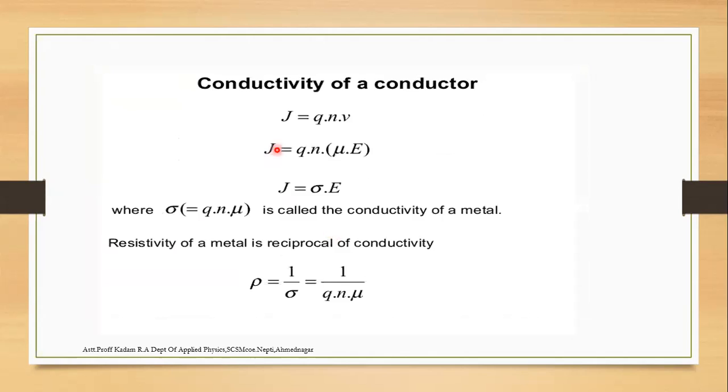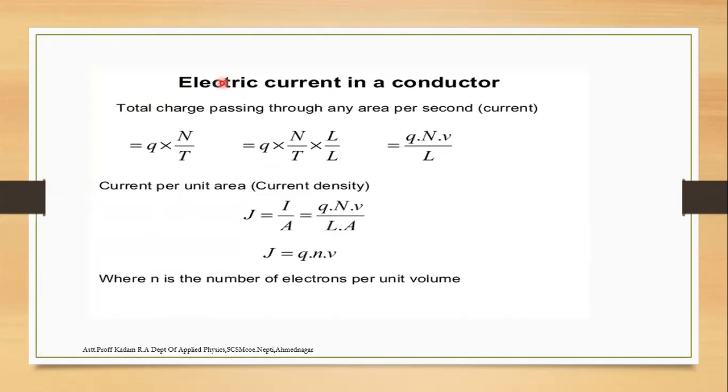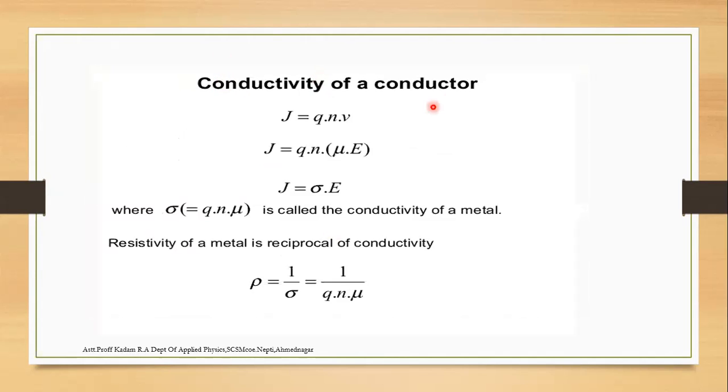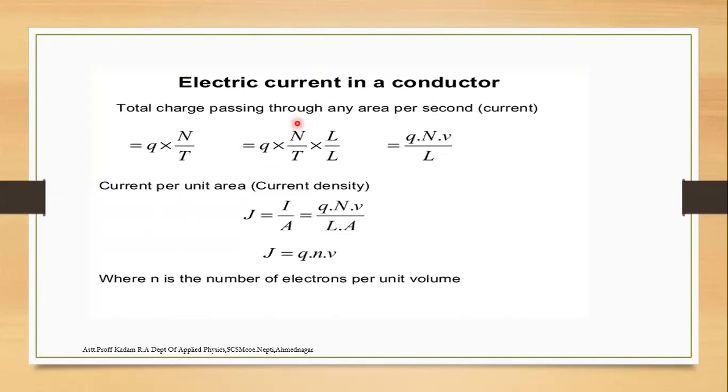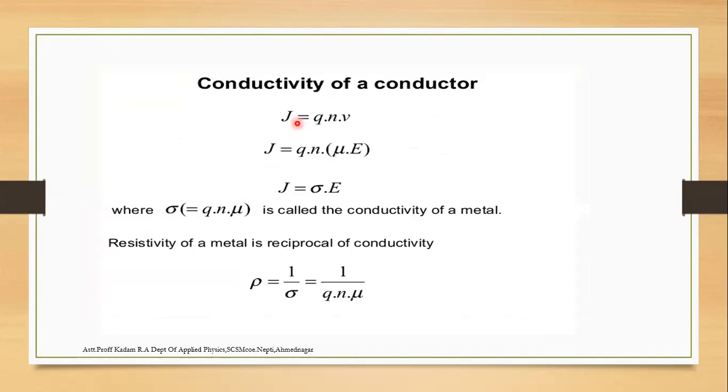The next one is the conductivity of the conductor. So calculate the conductivity of the conductor. First, calculate the electric current in the conductor. Then next, the conductivity of the conductor. So J is called the current density.